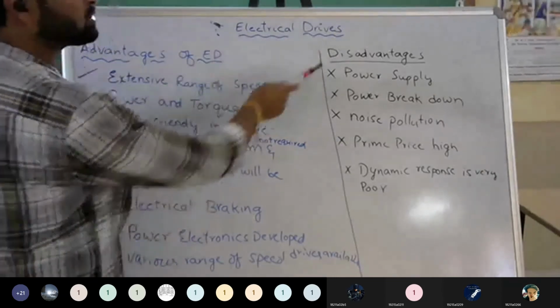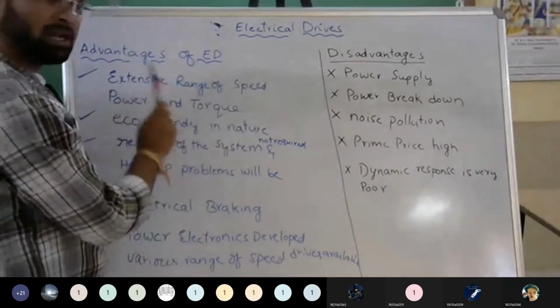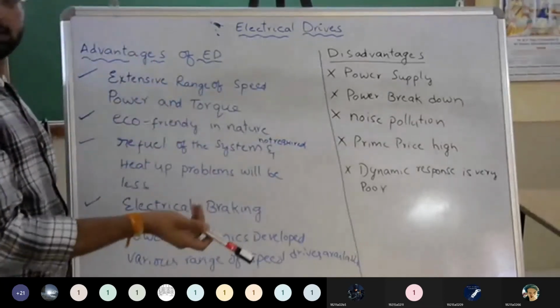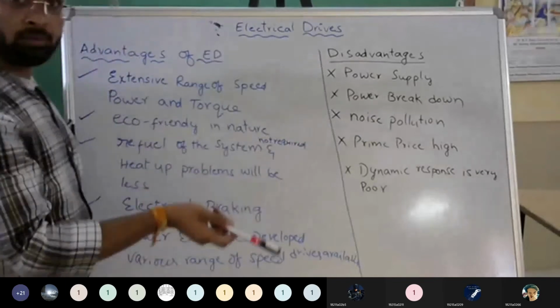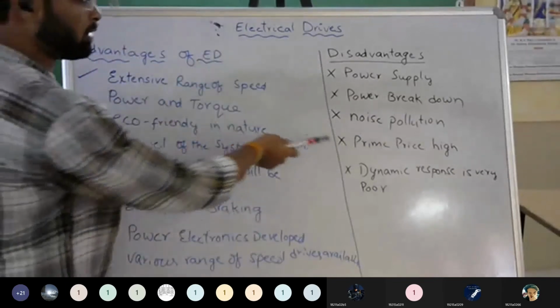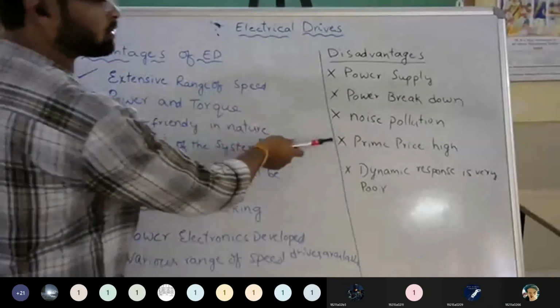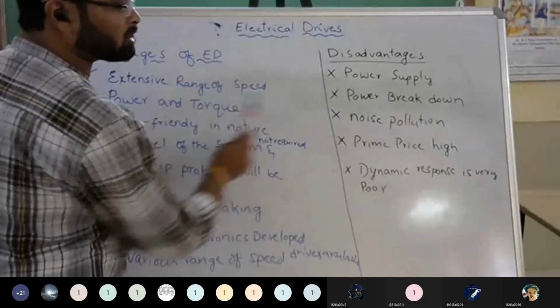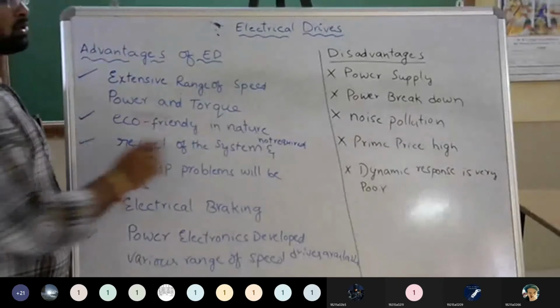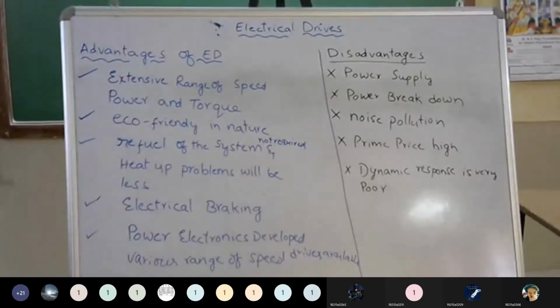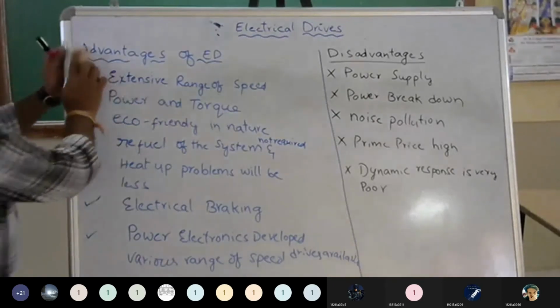And disadvantages: if power supply is not there, these drives are not at all useful. If a power breakdown is there, these drives will stop the complete system, and noise pollution is more because of the electrical motors, and the prime price, because we are buying the products and everything, is high, and the dynamic response is very poor. So these things we will discuss in the previous chapters also. So these are the advantages and disadvantages.